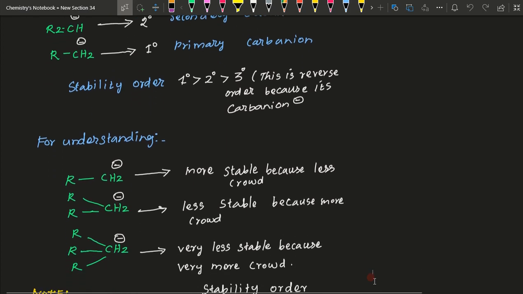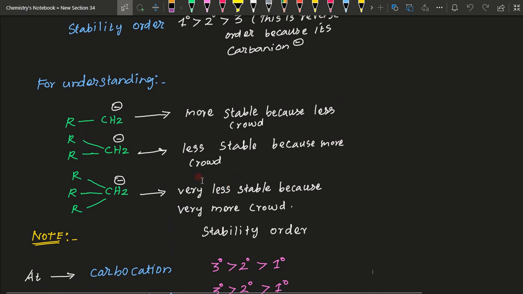For understanding, say this CH2 carbon ion is more stable because of less crowding. There is only one R group. This carbon ion has 2 R groups, less stable because of more crowding. This carbon ion has 3 R groups, very less stable because of very much crowding. There is more crowding of 3 R groups.